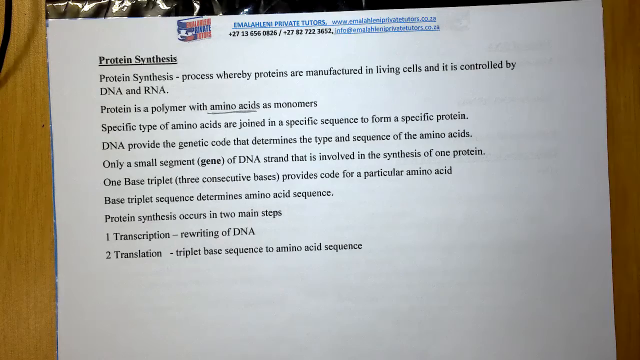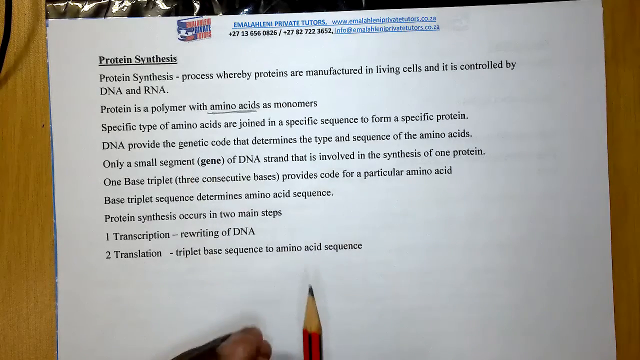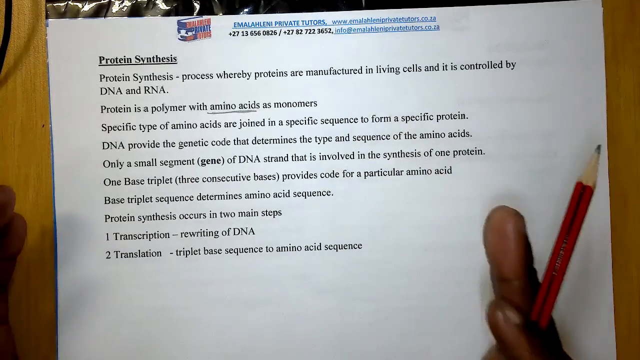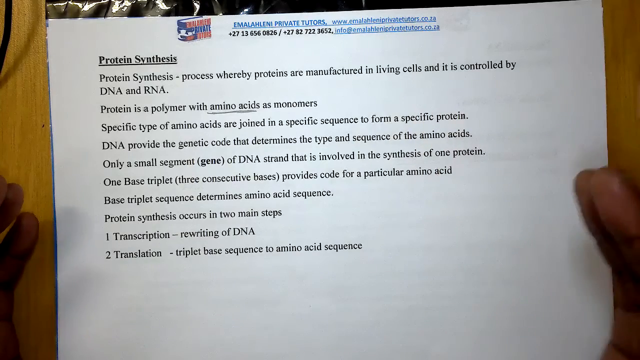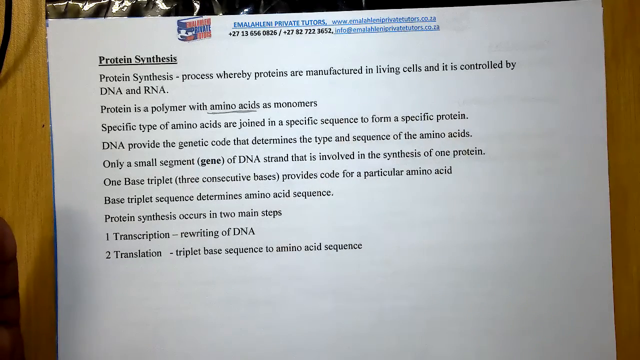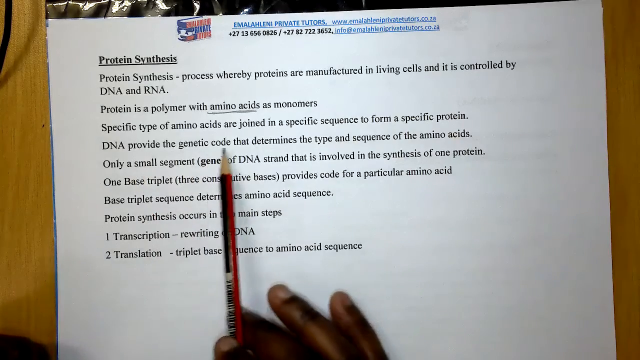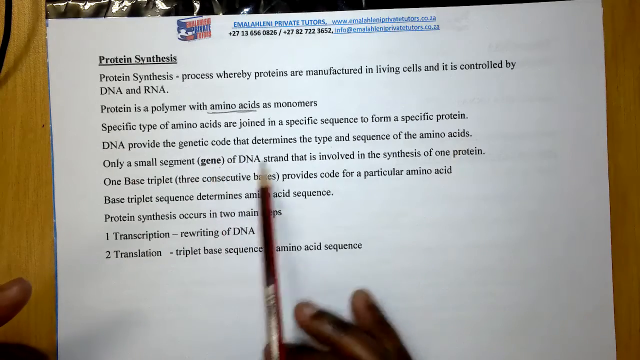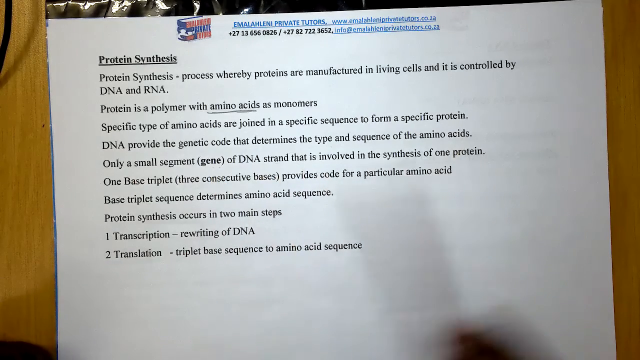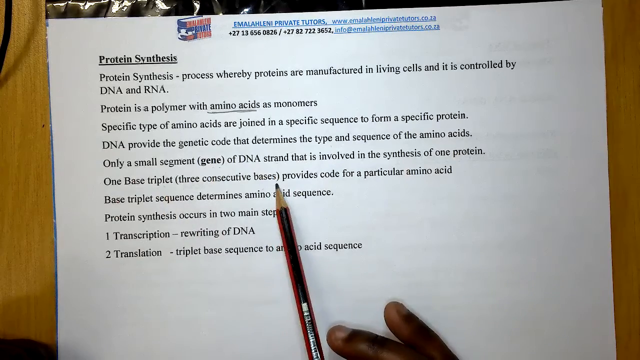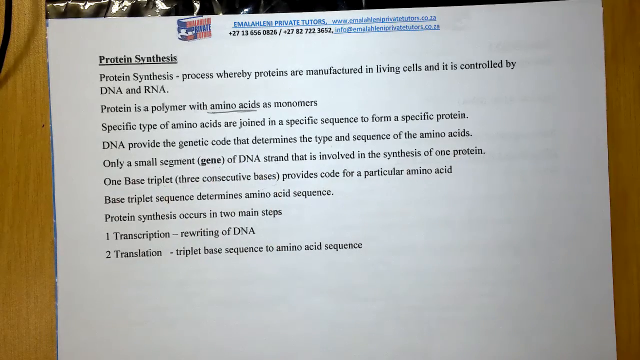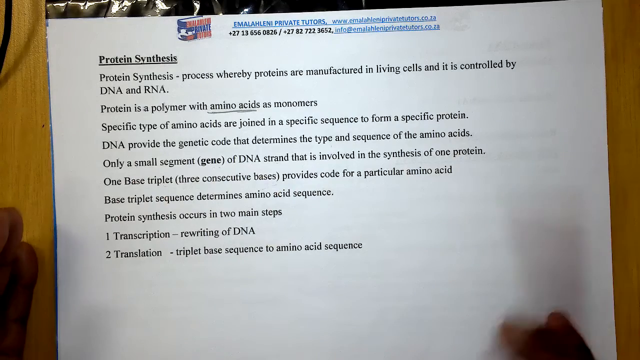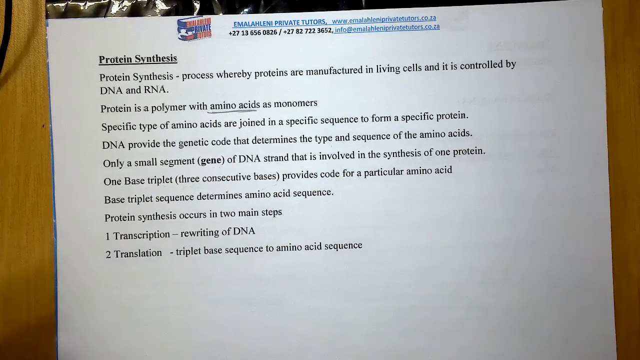So we are saying we have part of the DNA, which has got a certain sequence, and that sequence codes for the synthesis of a specific protein. And that segment of the DNA is what is called the gene. Remember that. DNA provides the genetic code that determines the type and the sequence of amino acids. Only a small segment of the DNA strand, which you call a gene, is involved in the synthesis of one protein. One base triplet, 3 consecutive bases. A base triplet is 3 consecutive bases, which provide code for a particular amino acid. So one base triplet is equal to 1 amino acid.